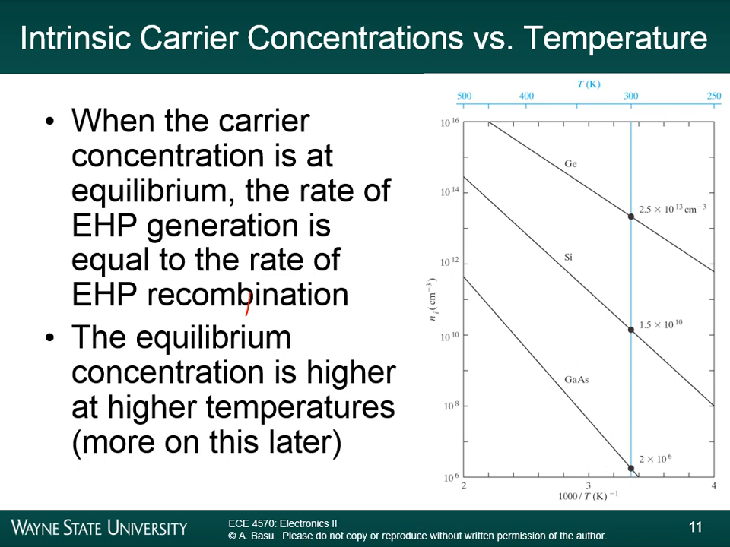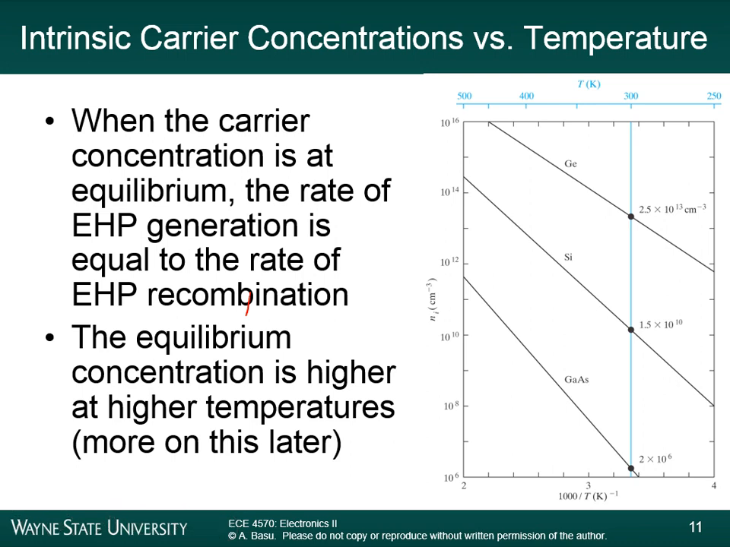I can't remember what it is off the top of my head right now. Silicon is about 1.12 electron volts. Gallium arsenide is higher than that. And then the opposite would also be true. Germanium has a smaller band gap. It has a higher intrinsic carrier concentration.